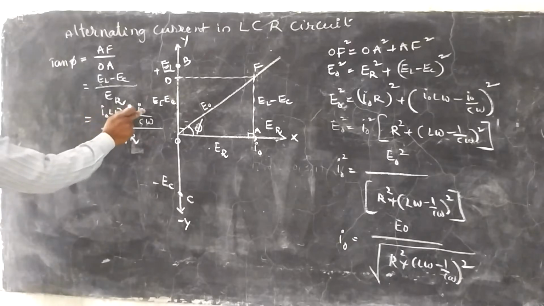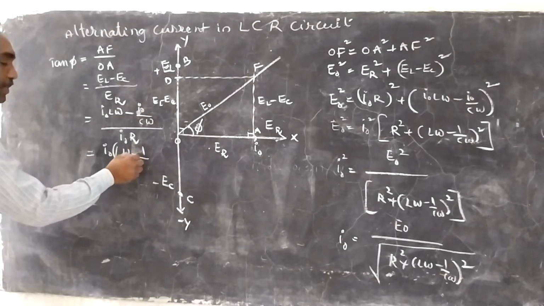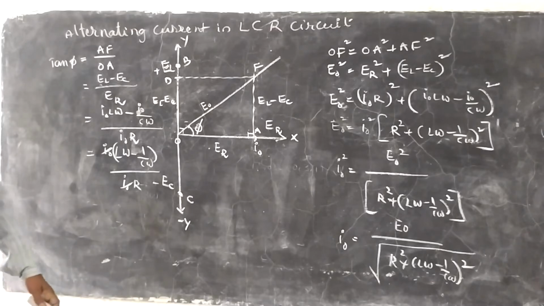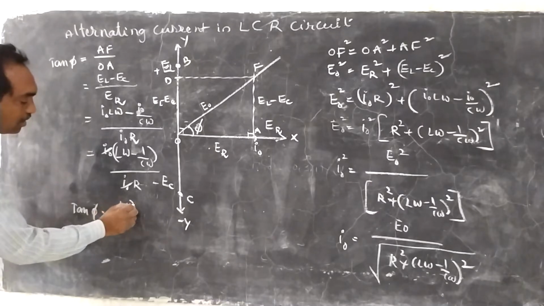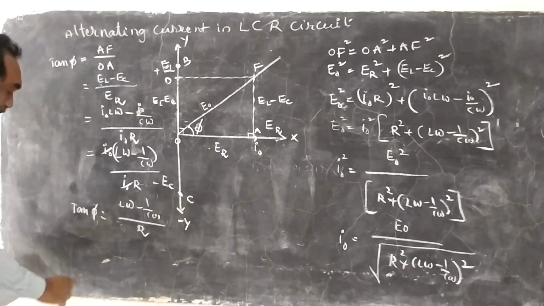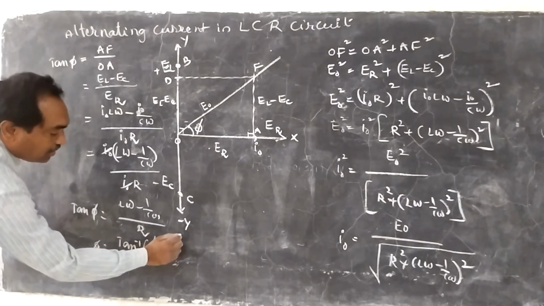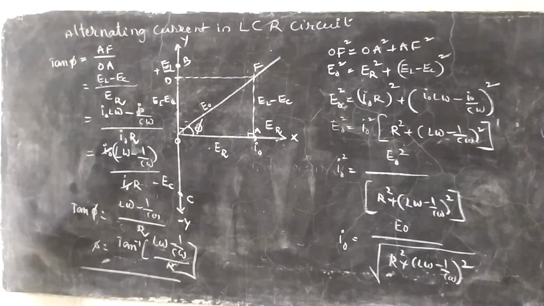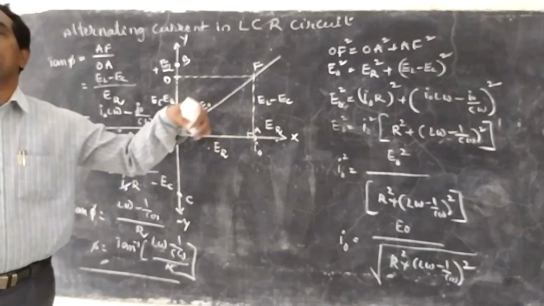So I naught is taken as common: I naught into L omega minus 1 by C omega, by I naught R, where I naught cancels. That is, tan phi is equal to L omega minus 1 by C omega by R. That is, phi is equal to tan inverse of L omega minus 1 by C omega by R. This is the phase difference between alternating voltage and current in the LCR circuit.